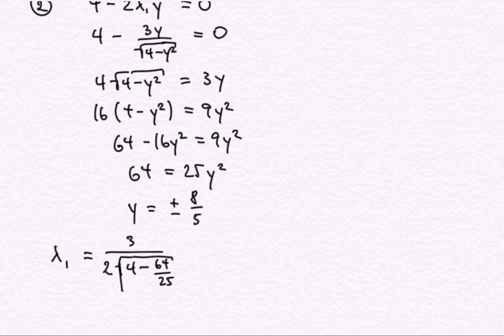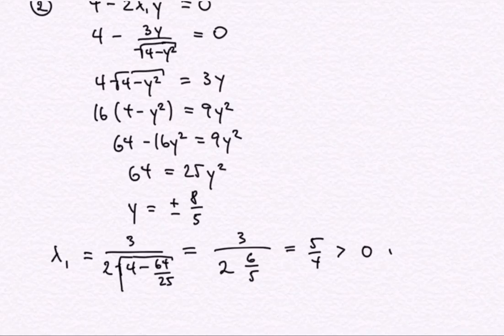That's the square root. Okay, so now what is the radicand? That's 4 times 25 is 100, so I have 100 over 25 minus 64 over 25. That is 36 over 25, and the square root of 36 over 25 is 6 over 5. So I get 3 over 2 times 6 over 5, and this is equal to 5/4 if we think about it. This is a positive number, so that's good.